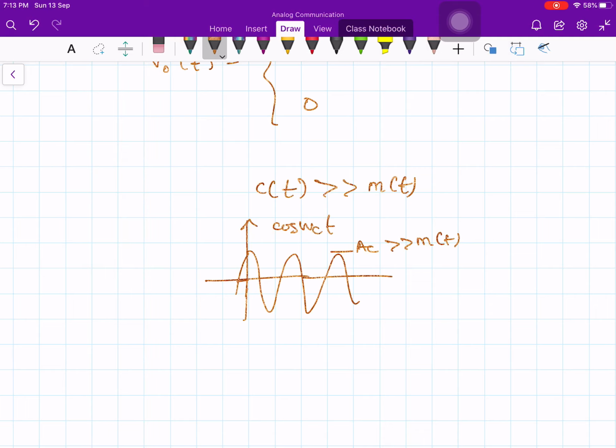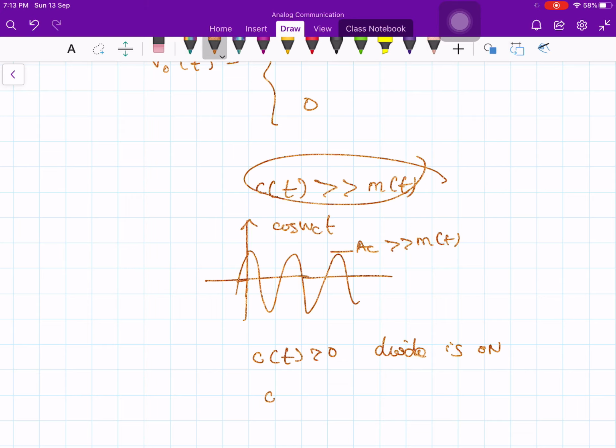If this assumption is true, then it is clear that whether the diode is reverse biased or forward biased will essentially depend on the carrier voltage. Because the message voltage is very small, do not worry about that. So we will consider m of t and c of t. Therefore, if c of t is greater than 0, then the diode is on.